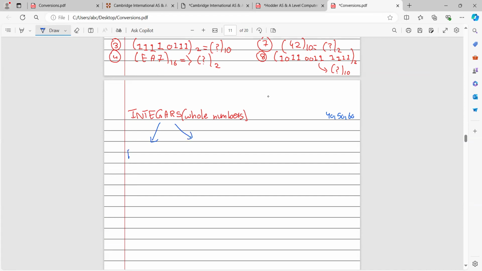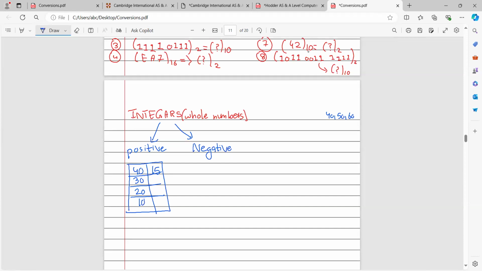For example, I can have a positive integer, and at the same time, I can have a negative integer. Now, positive integers are like 40, 30, 20, 10, 15. So these are all examples of positive integers. And I also know how you can convert them. For example, if you want to convert a denary number 40 into something, or a denary number 30 into something, you can do it easily.